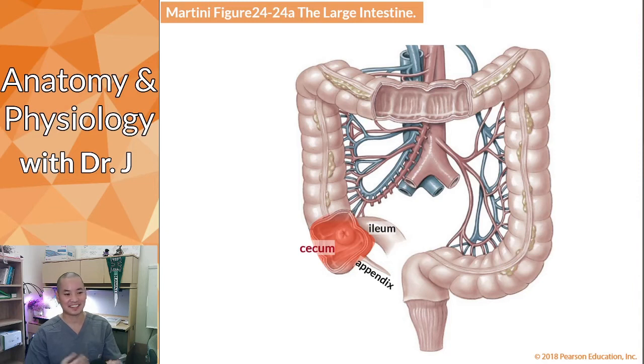And this is what typically happens. Okay, we have to get that appendix out, because remember, there's all the bacteria in your gut. There's perforation, which means there's a hole in the appendix. That means the lining of the appendix has been ruptured. Now all the bacteria can leak out of the appendix and into the rest of your abdominal cavity.